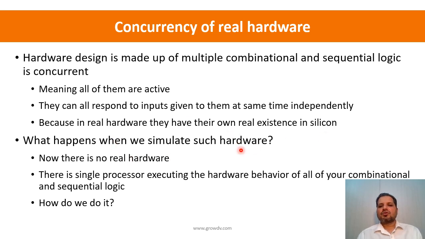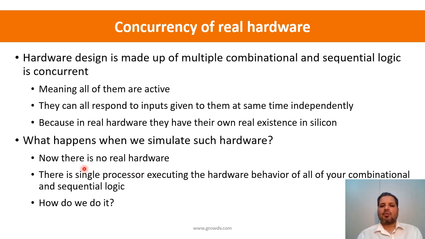But when we want to simulate such hardware on a processor-based system, what is the problem? That is what we should understand. We just have a single processor. Okay, it could be multi-threaded, but the number of threads cannot match the number of independent concurrent elements that we are trying to simulate. So the point of multi-threading becomes moot here.